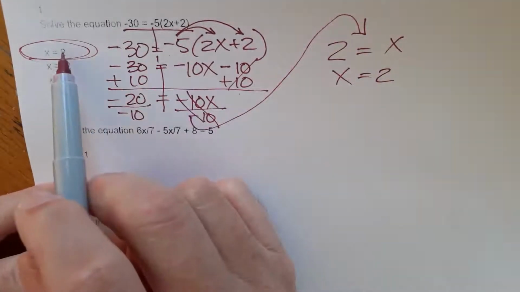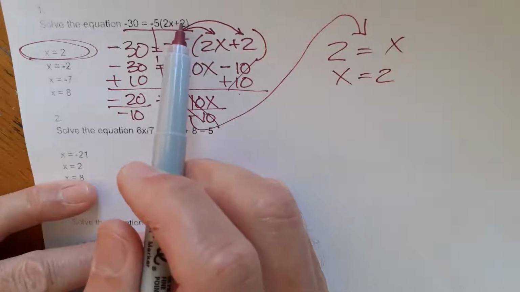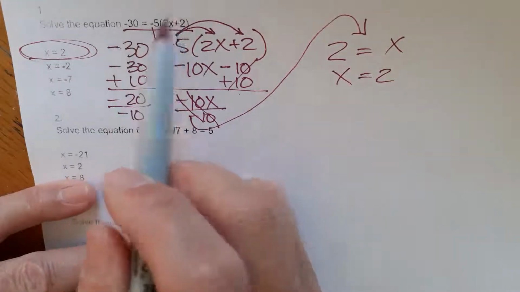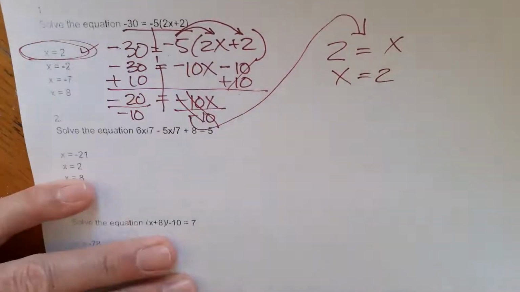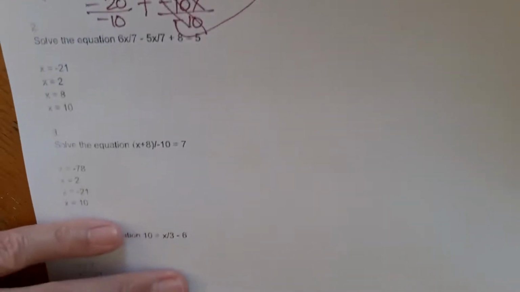Keep in mind we can plug this in really quickly. 2 times 2 would be 4. 4 plus 2 is 6. 6 times negative 5 is negative 30. Does negative 30 equal negative 30? Check. So we can do a quick plug in. I don't even have to write anything. I can do that in my mind. If it doesn't come out right, maybe I need to write it out, but I'll worry about that at that time.